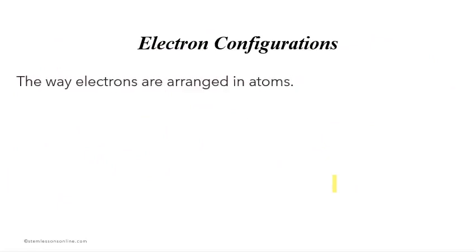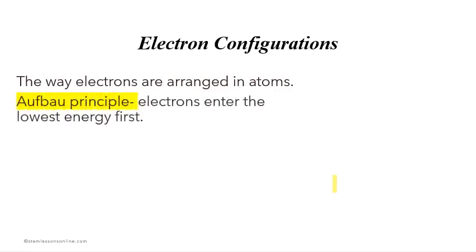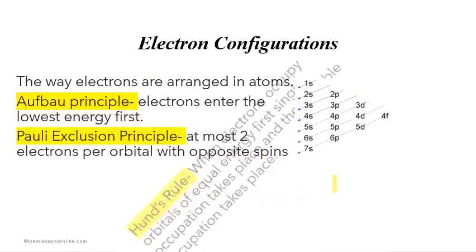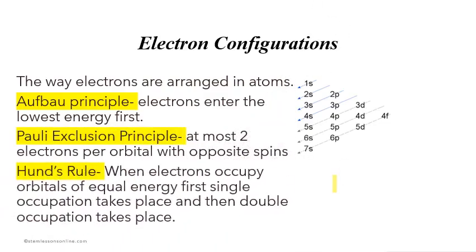Now, the way electrons are distributed in an atom is called electron configuration. We have to follow certain rules to distribute electrons in an atom. The rules are the Aufbau principle, Pauli's exclusion principle, and Hund's rule of maximum multiplicity. The first rule is the Aufbau principle, that is the building up principle.